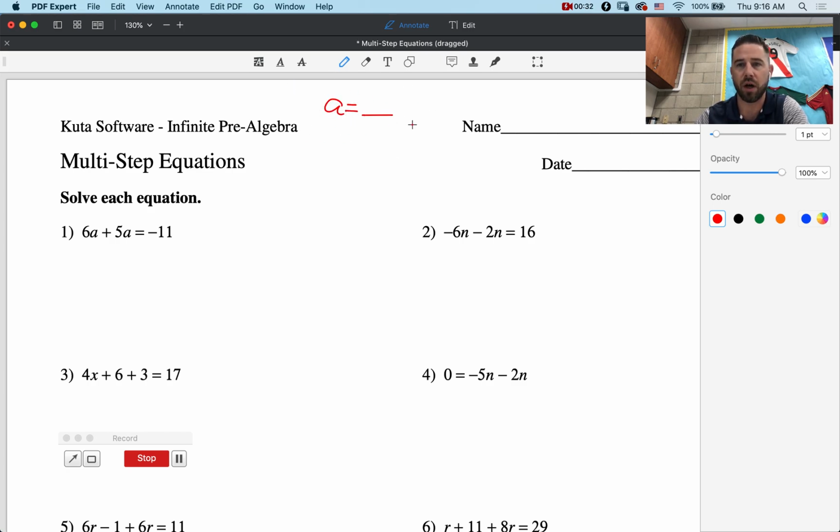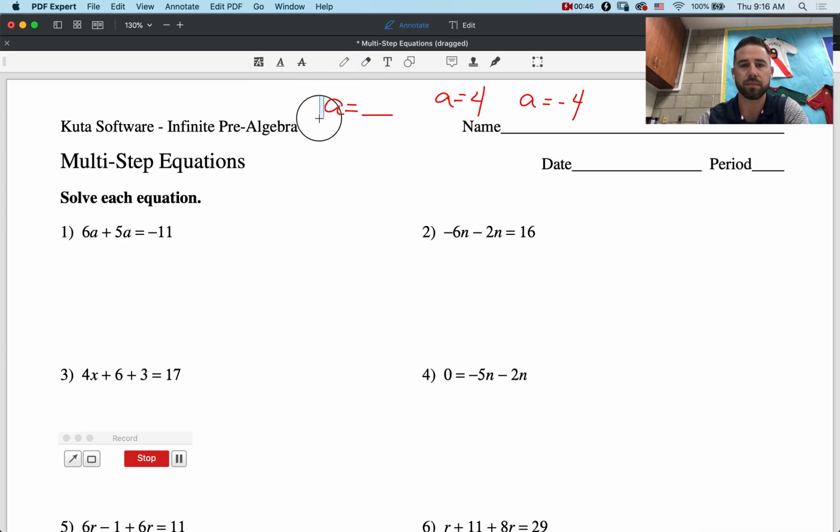We have an a, so our answer should say a equals something. No spaces, nothing other than that. So it's something like a equals 4, or a equals -4. No spaces in between, nothing like that.